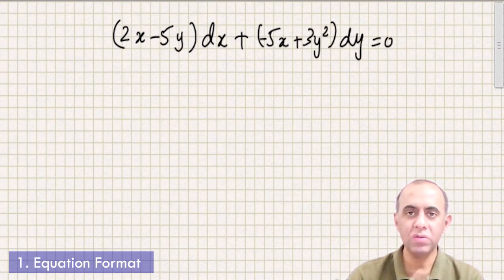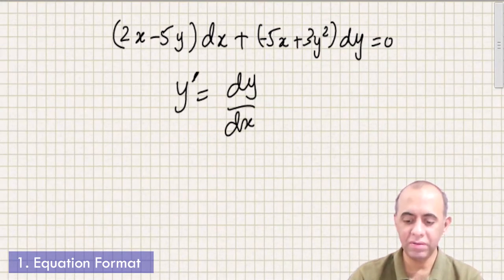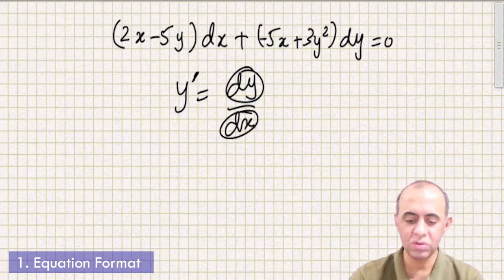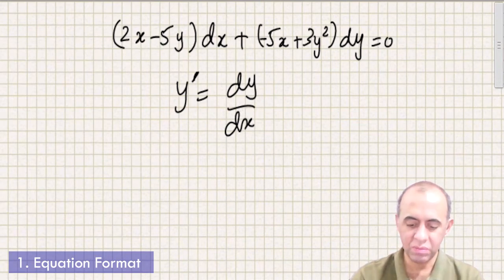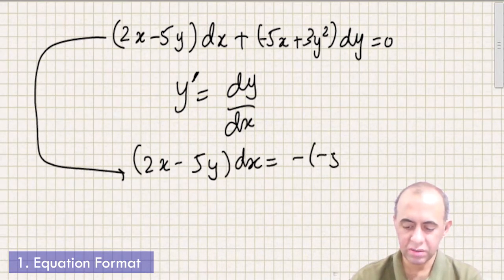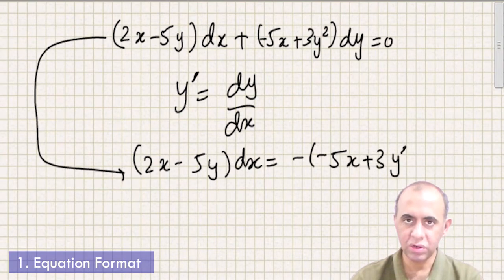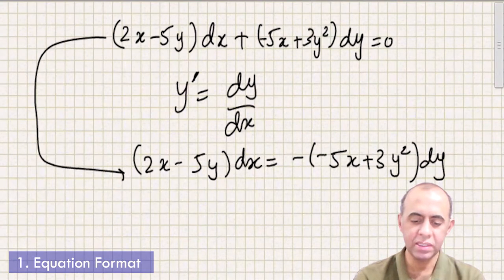As I told you earlier, in differential equations there will be instances where we consider y prime equal to dy by dx separately, where dy is taken as a variable and dx is also taken as a variable, and the rules of algebra which are applied on any variable are also applied to dy and dx. Just like that, we can write this as (2x - 5y) dx equals minus (-5x + 3y^2) dy.